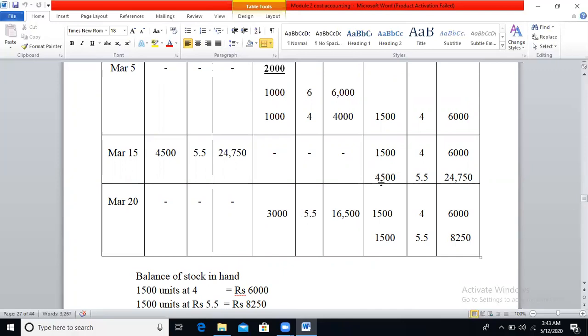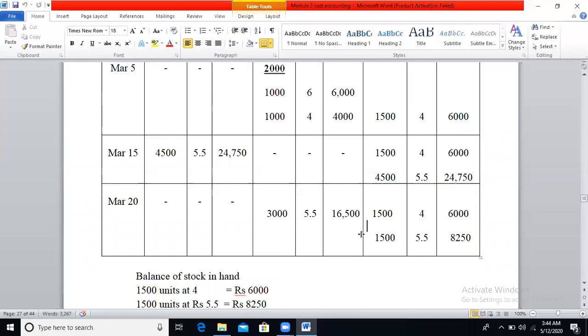Now, out of 4,500, you have already issued 3,000. The remaining quantity will be 1,500 units at the rate of 5.5. You will get 8,250. And still we are having the previous purchase balance, that is 1,500 at the rate of 4 rupees. The total value will be 6,000. So in case of LIFO method, you have to see that the latest purchased materials will be issued first, or the last balance prevailing in the balance column will be issued first. If you want further units to be issued, the previous batch of units will be considered. Now, all the transactions are completed.